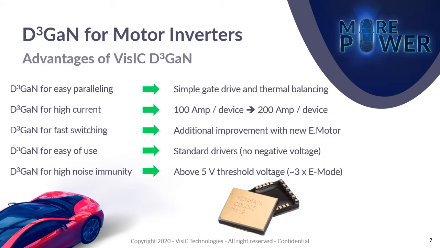One of VisIC main target applications is the electric vehicle motor inverter. Using D3GaN, it is easy to parallel devices for high currents by using standard silicon drivers as well as by its inherent capabilities for thermal balancing.